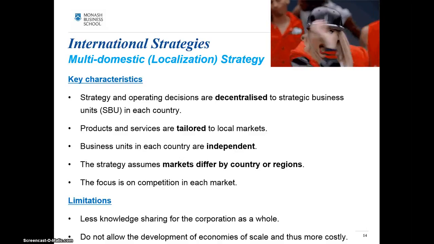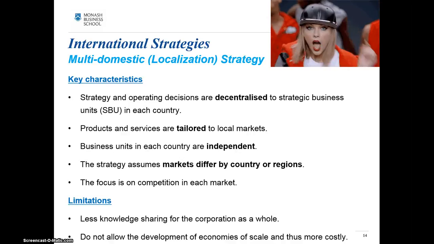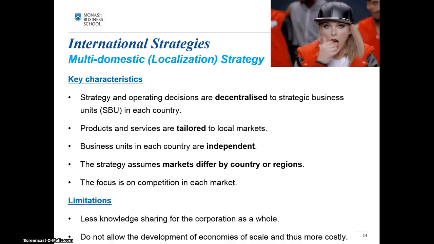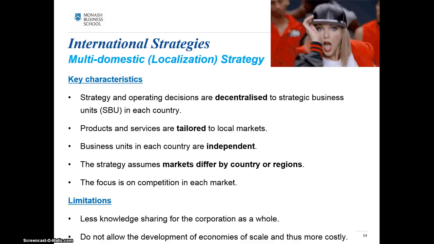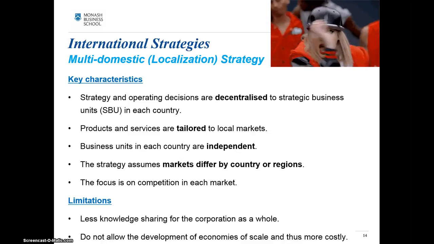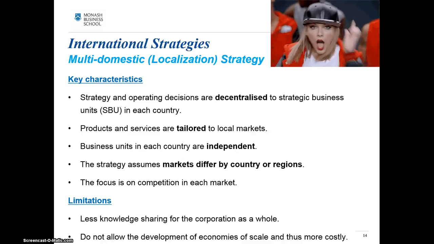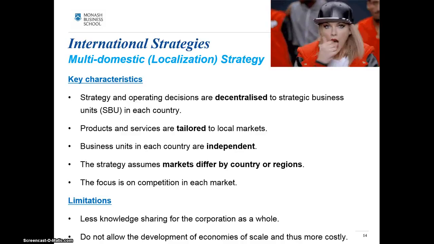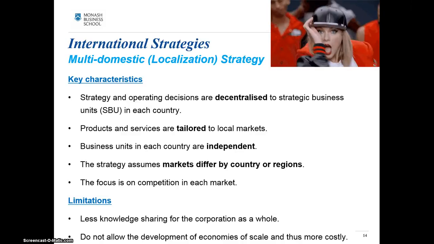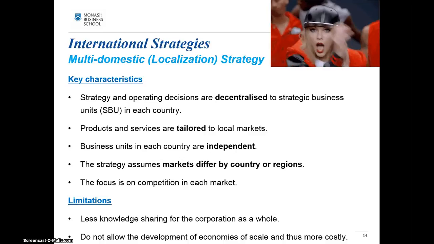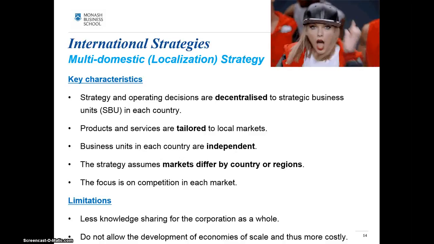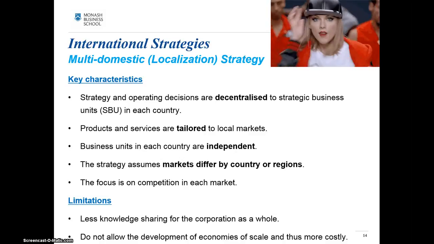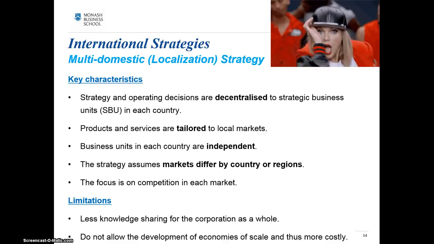The business units in each country tend to be independent, so they don't tend to work together, given the specific nature of each market's preferences and demand trends. We see most of them working independently of one another. The strategy is very much founded on the assumption that markets differ by countries or even by regions potentially, and given that, the focus does tend to be on competition in each market rather than on an international or global basis.